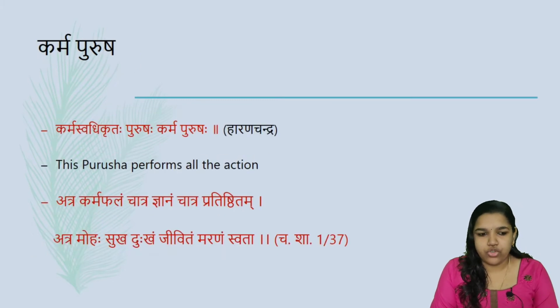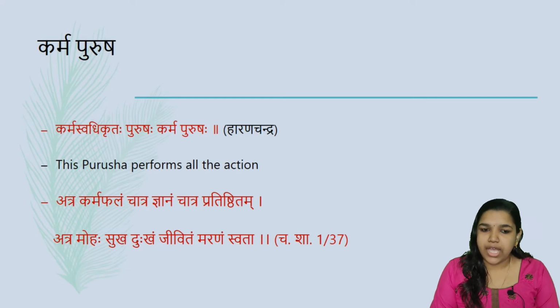Next is Karma Purusha. Karmasu Adhikritaha Purushaha Karma Purushaha. The Purusha is doing all the activities, or this Purusha performs all the action. All the karmas are being done by this Purusha. So this Purusha is called as Karma Purusha. That person who is doing all the activities or who is performing the action is called as Karma Purusha.